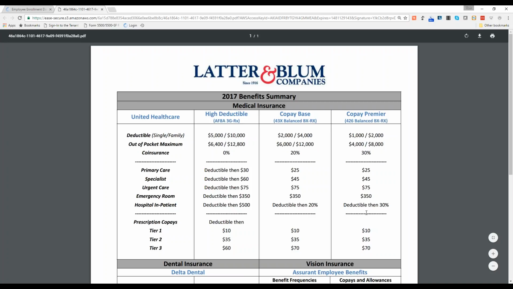I don't have to continue to satisfy my deductible each and every time I go to the hospital, if I'm unlucky enough to have to do that multiple times in a year. It's just the first time that I need to satisfy that before I get into my coinsurance after that.